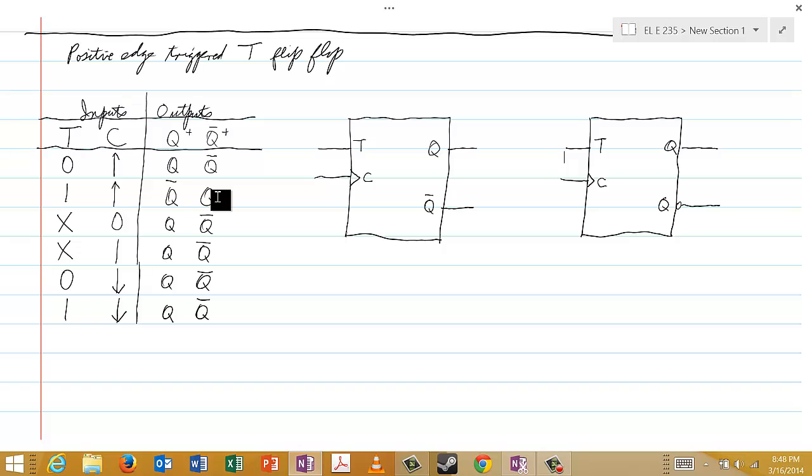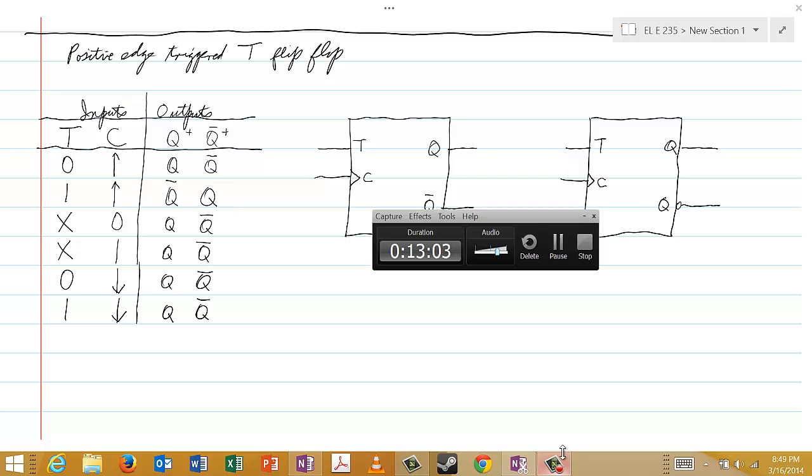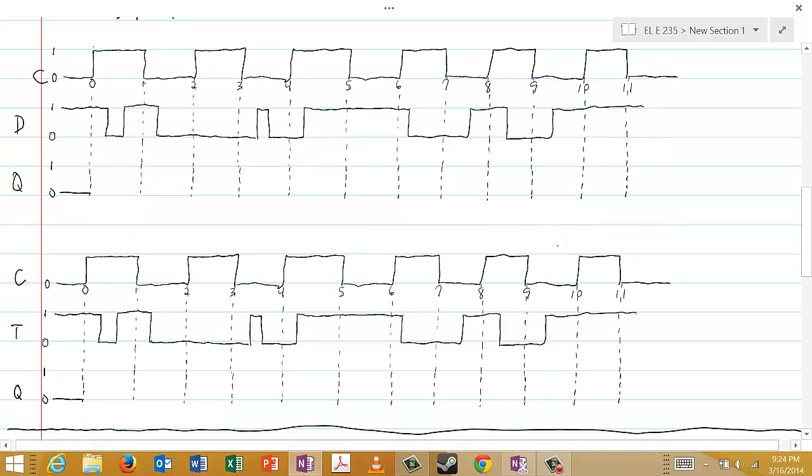And now let's look at some exercises to reinforce our understanding of how the D flip-flop and the T flip-flop work. Let's now look at a couple of examples to reinforce what we've been talking about.